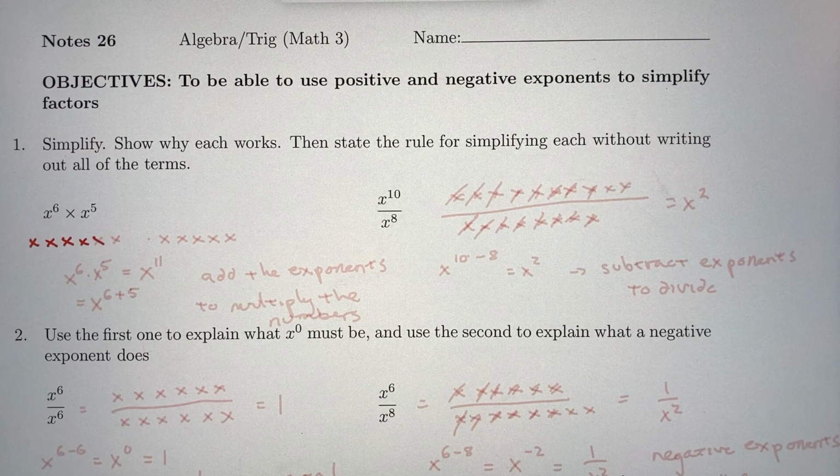6 x's followed by 5 more x's is x to the 11th. So you add exponents to multiply numbers.